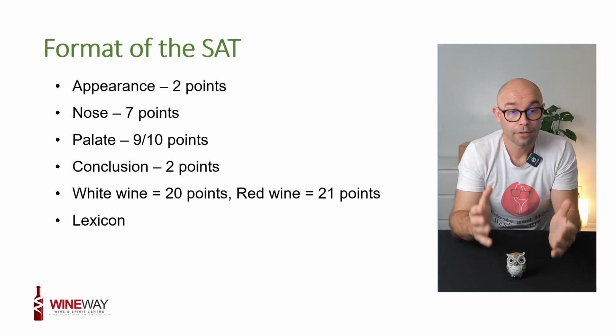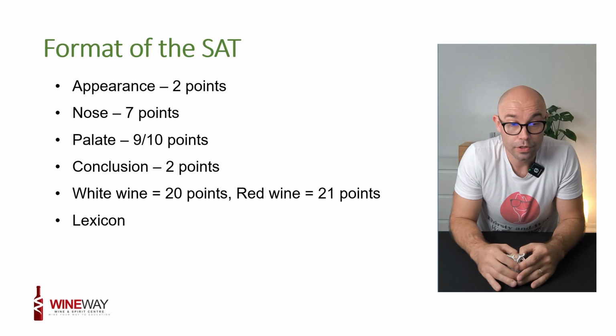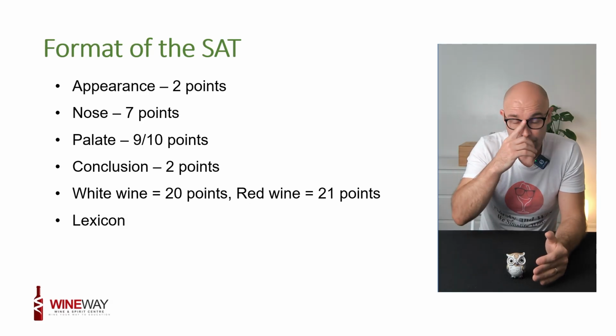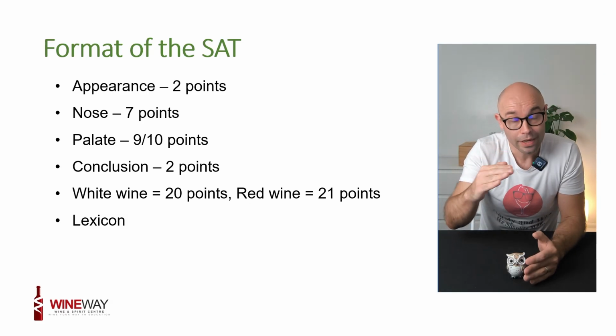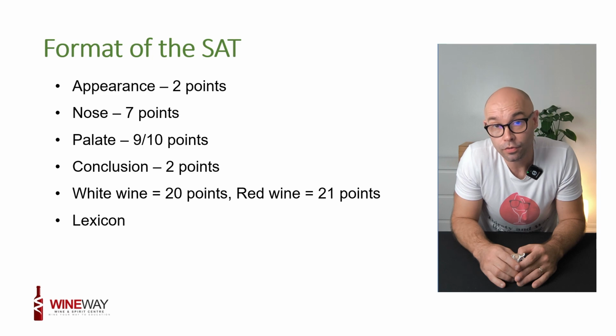So the first part is divided into appearance, nose, palate. We'll go into detail in all the sections. Just to give you an overview, for the appearance you get 2 points. For the nose you get 7 points. For the palate, 9 points for the white wine, 10 points for the red wine because of the tannin.